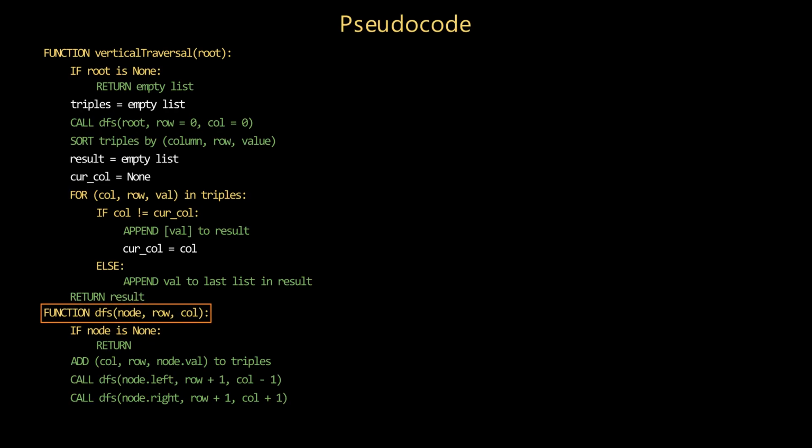Helper, depth first search records every node. Nil node, nothing to record. Return from the base case. Push column, row, and node value onto triples. Recurse left, 1 row down, column -1. Recurse right, 1 row down, column +1.